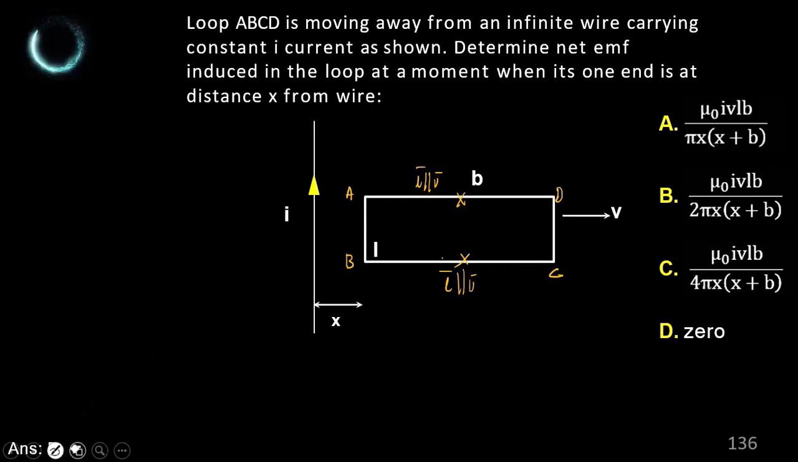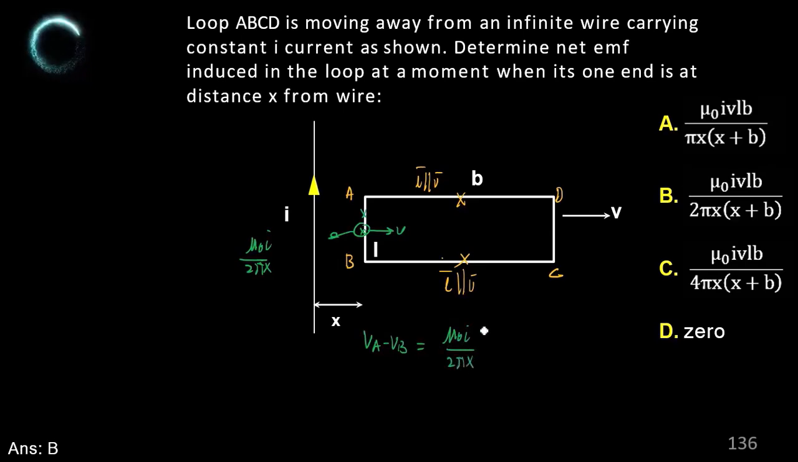So for the AB wire, what is the EMF produced? On all the points on the AB wire, the B cross magnitude is the same, equal to mu naught I by 2 pi x. So with the magnetic field moving in this direction V, A is at the highest potential and B is at the lowest potential. So what is VA minus VB? VA minus VB should be equal to BVL, so mu naught I by 2 pi x, into V and L. This is the potential difference between A and B.